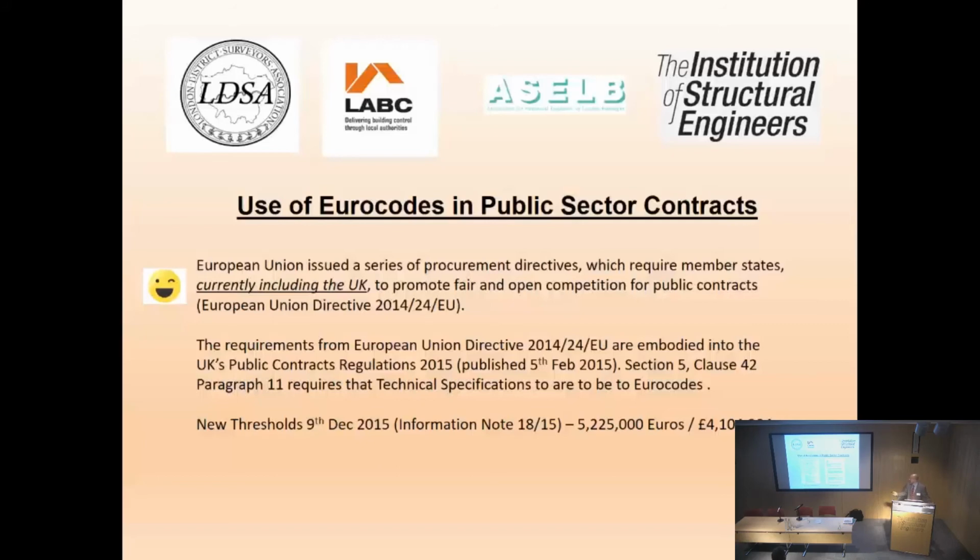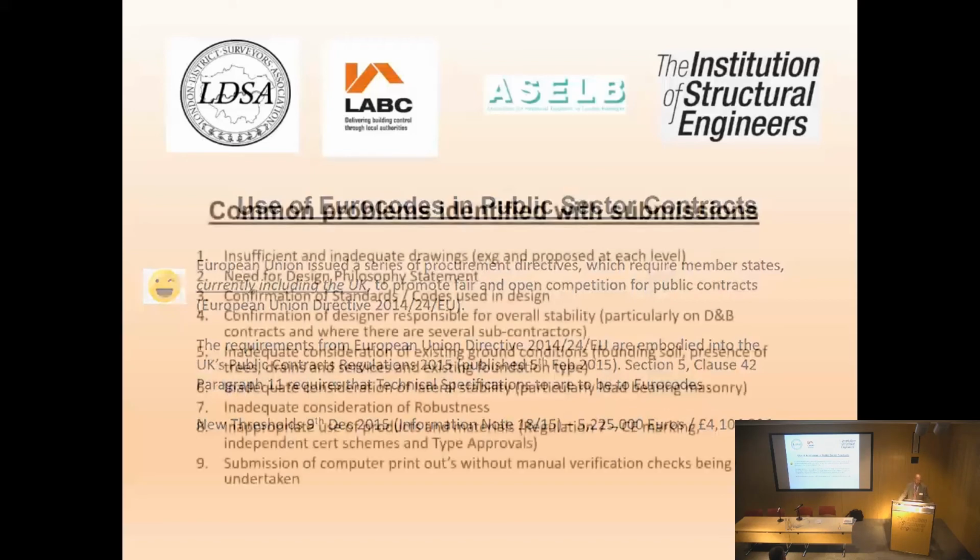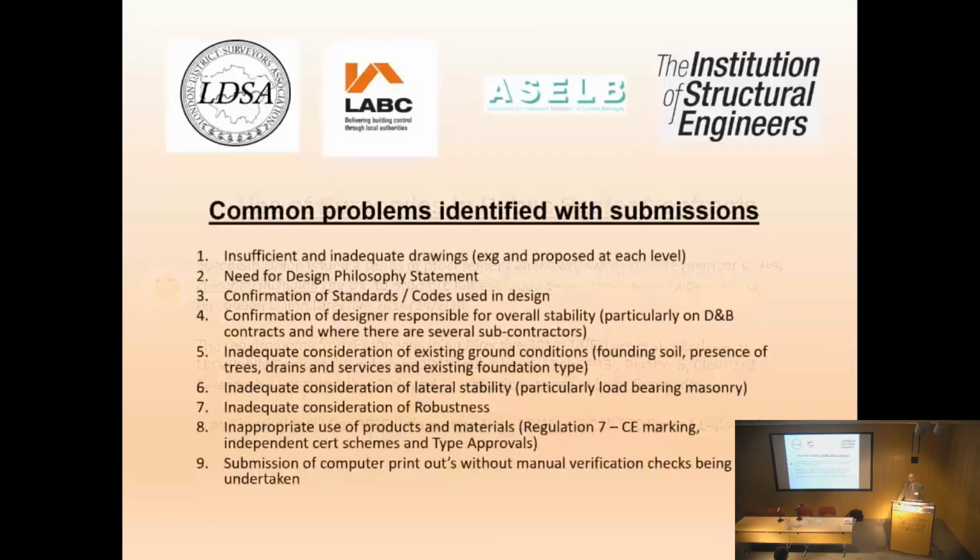Let's move on to this. They issued a set of procurement directives, currently including the UK, to promote fair and open competition for public contracts and to obviously improve the European economy. And these are set out in EU Directive 2014/24/EU. So basically what that document says is if you're working on such contracts, and they're over 5.225 million euros, you need to design them to the Eurocodes.